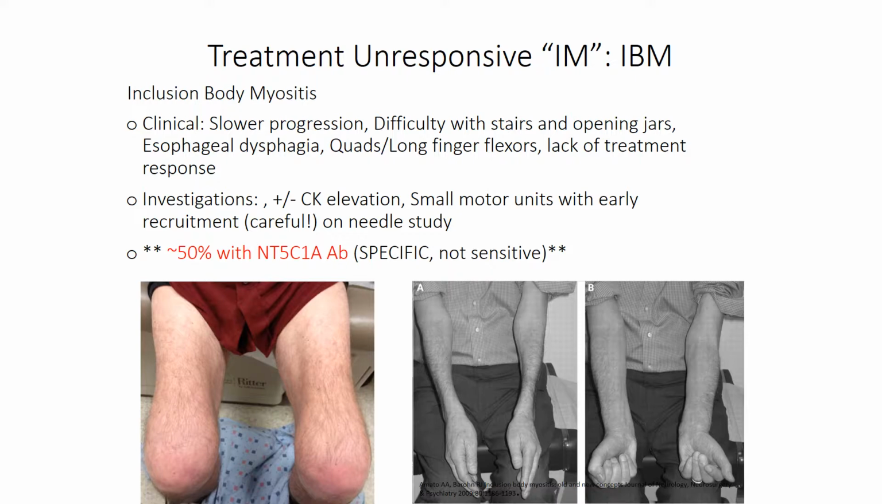We do not try to treat inclusion body myositis, but often they have been treated and are generally unresponsive to immune therapies. CK elevations are variable and can be not seen in IBM. We expect a myopathic pattern, although sometimes IBM is so chronic that it can lose its classic myopathic pattern on needle EMG. We do send NT5C1A antibodies, which is a specific but not sensitive marker seen in 50 to 70% of patients with IBM.